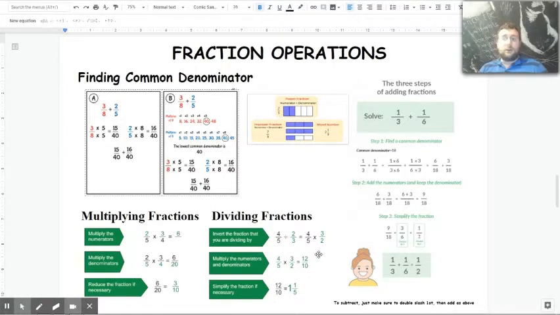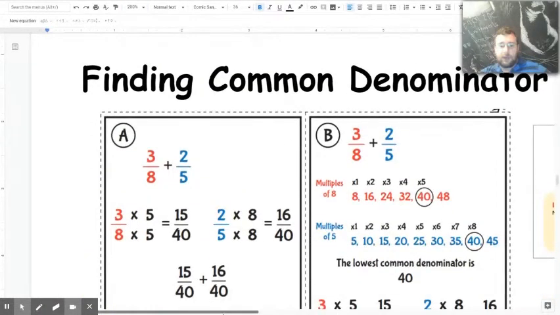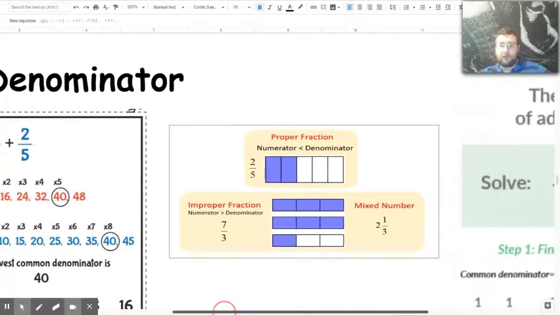But I don't want what you're supposed to have learned in 6th and 5th grade to be the reason you're not passing the PFA. So I'm going to spend some time going over this anyways. Let's start with just reviewing what a fraction is in the first place.